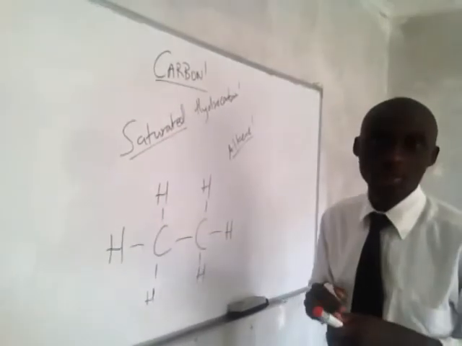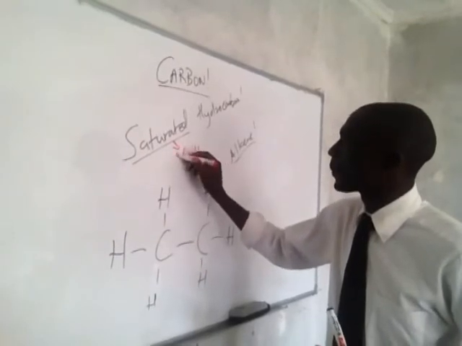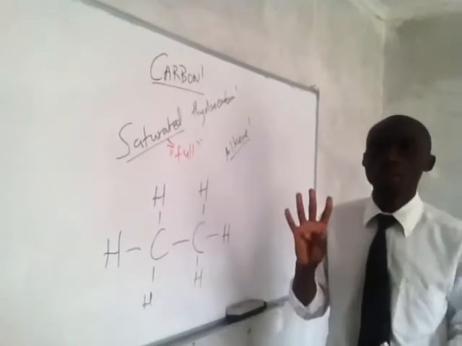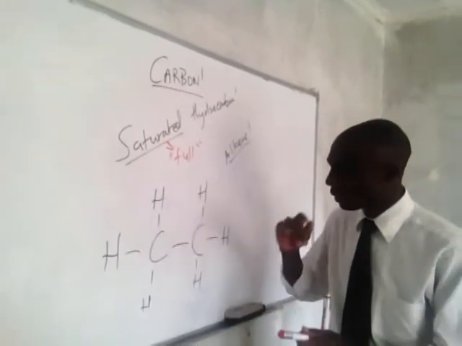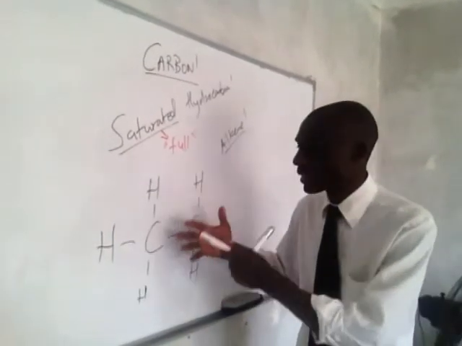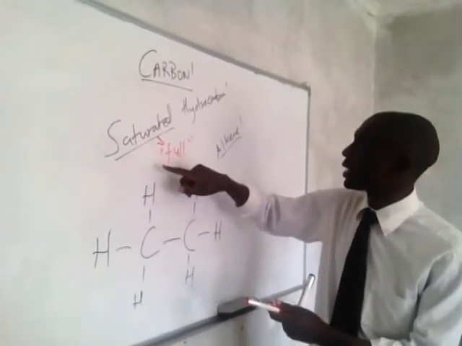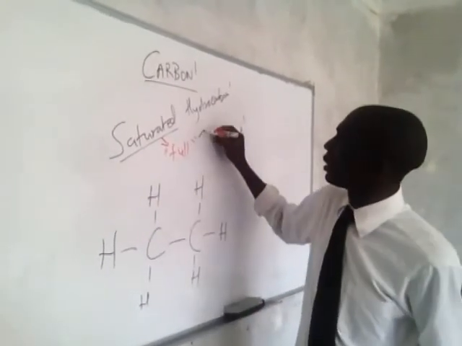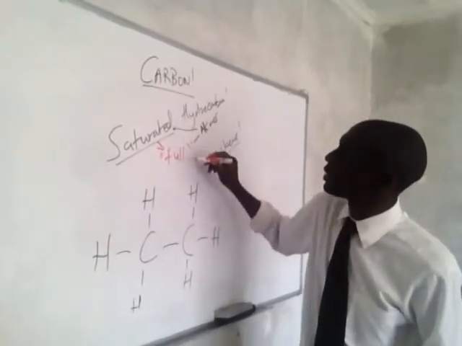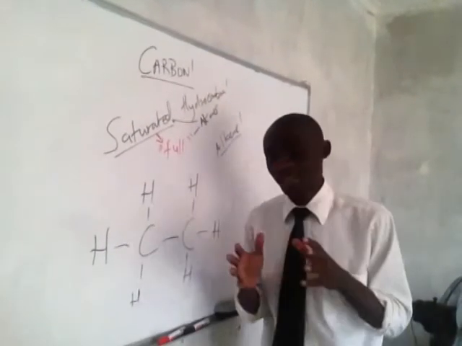What does the word saturated mean? It simply means full. Look at our carbons. They are all attached to 4 bonds to different elements, which are hydrogen atoms. They cannot further accommodate anything else. That means they are full, they are saturated. That's why we say alkanes are saturated, or they are full. So that's the basics of organic chemistry.